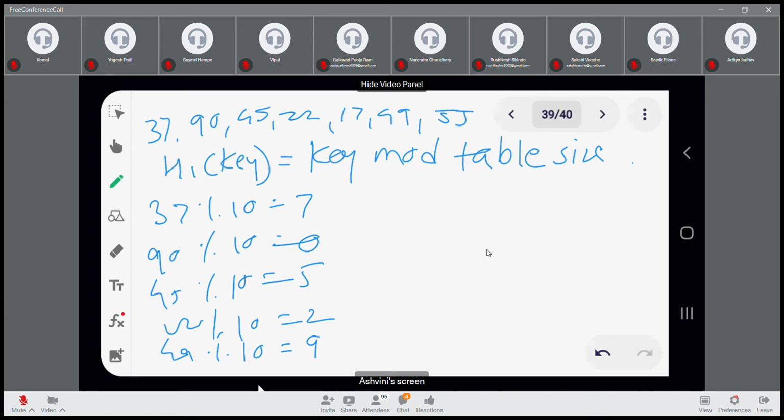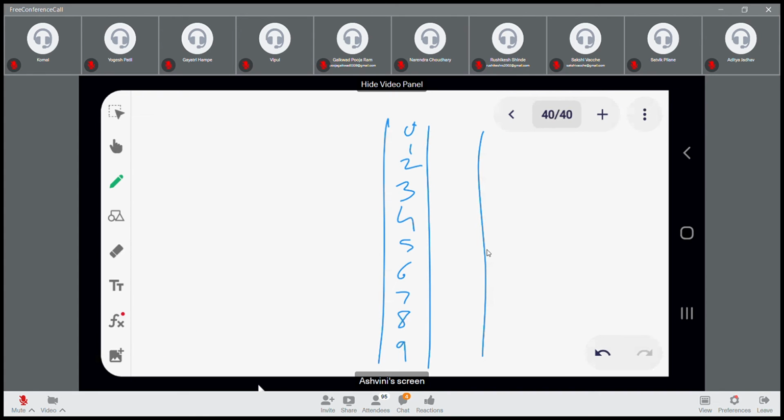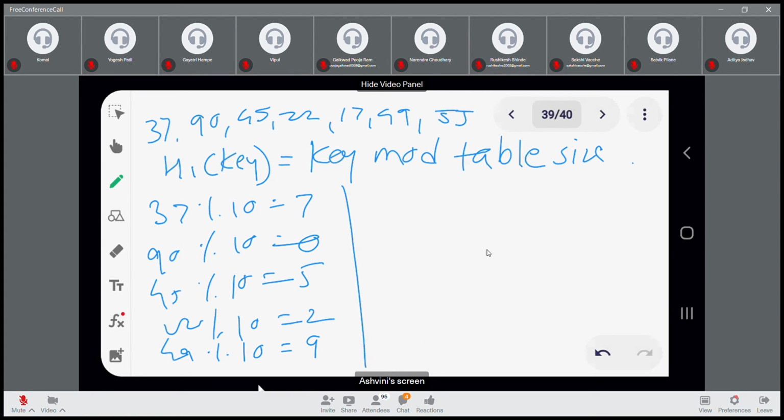Okay, so let's put these values first. 37 at index 7. Then 90 at index 0. Then 45 at index 5. Then 22 at index 2. 49 at index 9. Now after 49, your next number is 17.